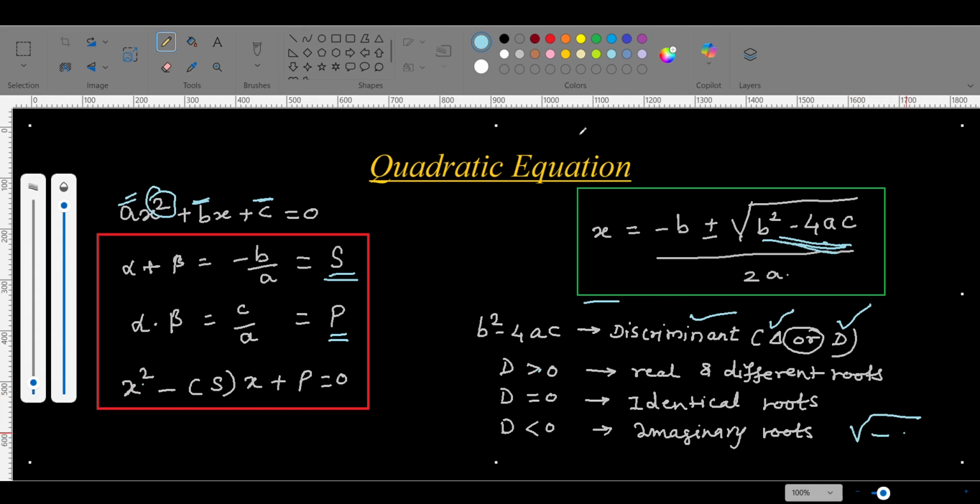Any negative number under the root. Let us say, for example, root over negative 16. So this negative is the imaginary part of the imaginary root.